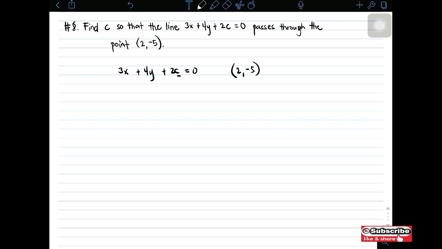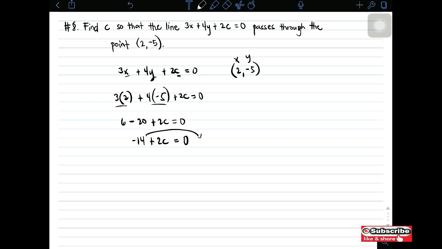Why? Ang pinapanap sa atin ay c. Meaning, we need to find the value of x and y. At yung value ng x and y natin ay dito natin makukuha. This is your x and this is your y. So, magkakaroon tayo ngayon ng 3 times 2 plus 4 times negative 5 plus 2c is equal to 0. Simplifying this part of the equation, you will have 6 minus 20 plus 2c is equal to 0. This is negative 14 plus 2c is equal to 0.